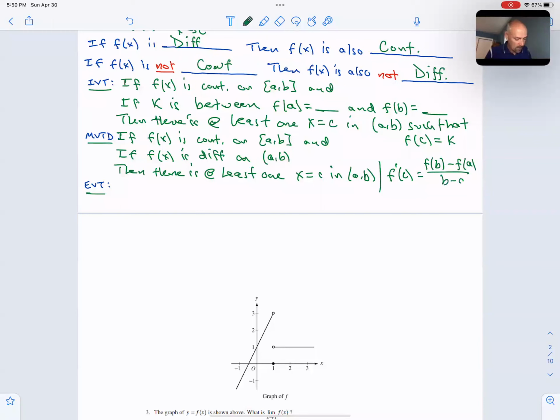over b minus a. So f prime of c is equal to f at b minus f at a over b minus a. Or we could say the derivative at that particular x value c, the instantaneous rate of change, is equal to the average rate of change at the endpoints. And we could also say that the slope of the tangent line at that x equal to c is equal to the slope of the secant line at the endpoints.